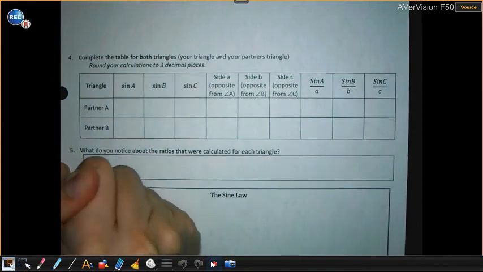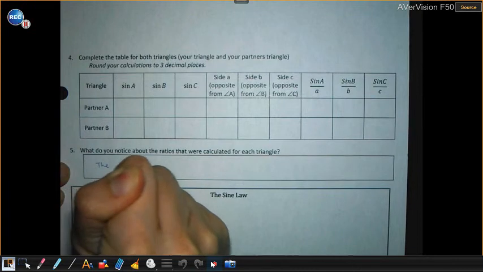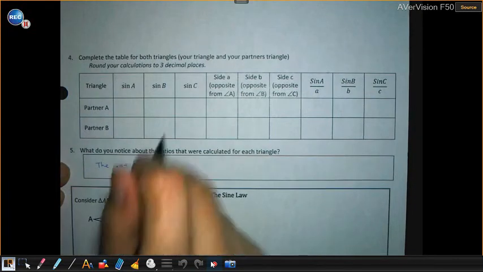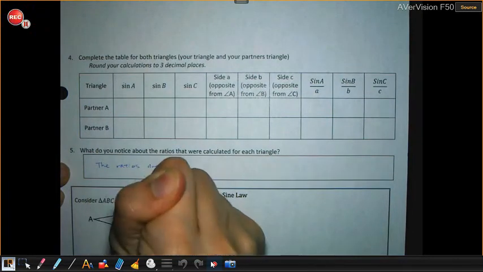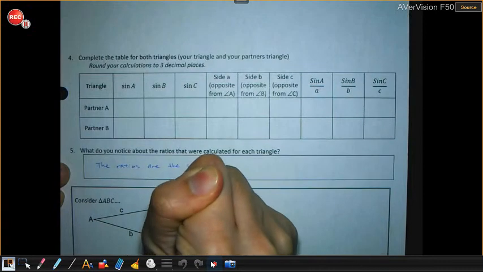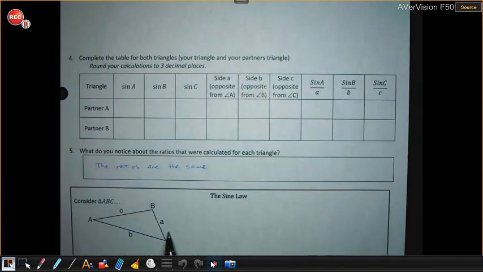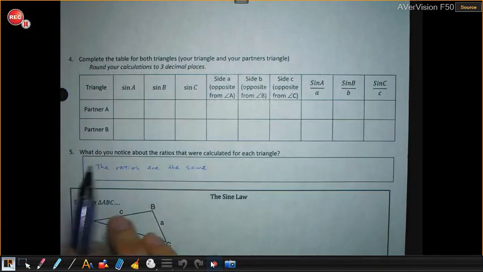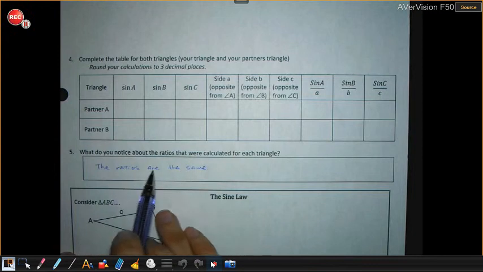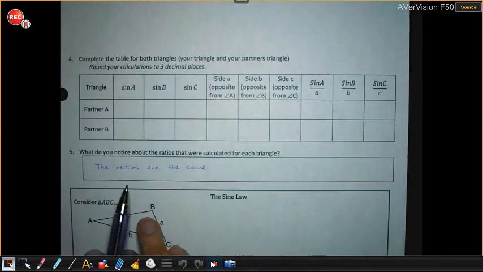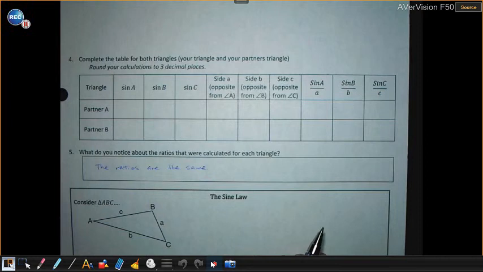So the ratios are the same. And what we can do is use this relationship to figure out the sides and angles of a non-right triangle. So with right triangles, we use the trig ratios, SOHCAHTOA, to figure out unknown sides and angles.